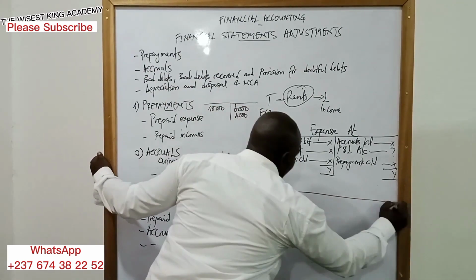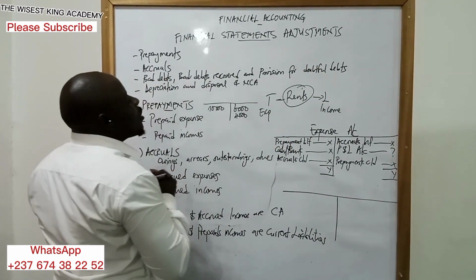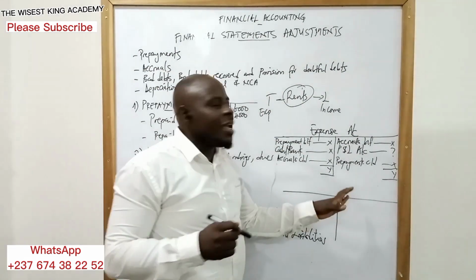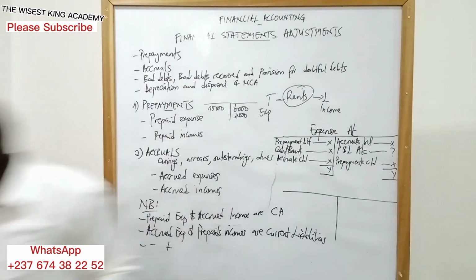Now, income. Opposite of expense is income. Everything you see here comes in the income account in an opposite direction.